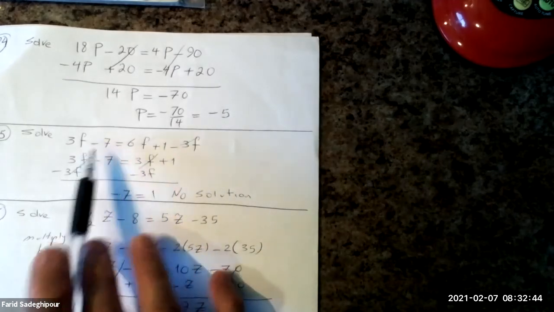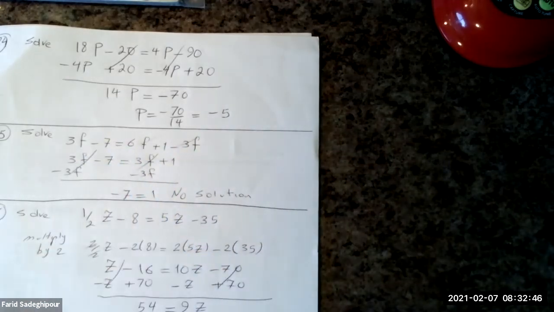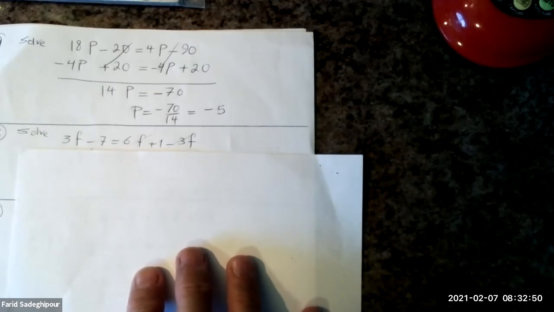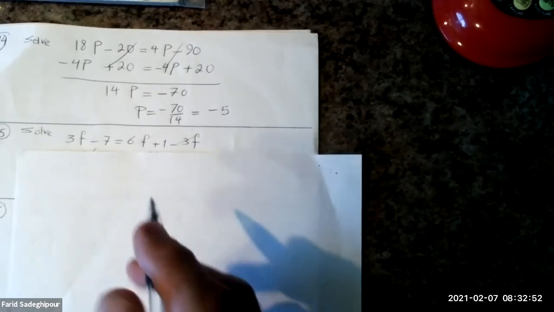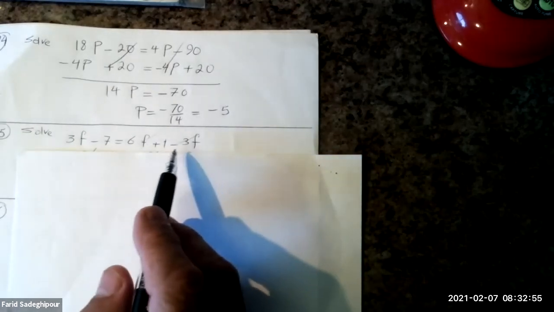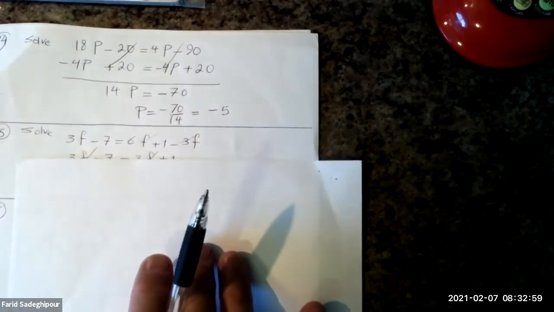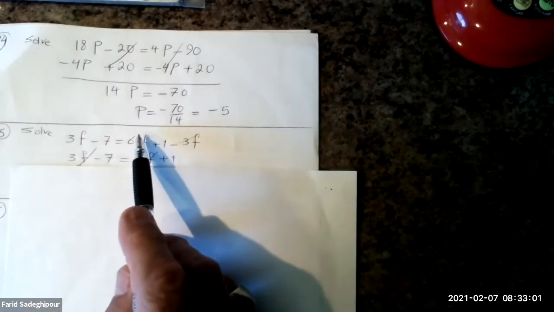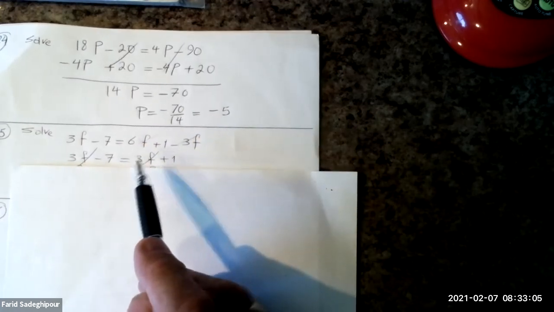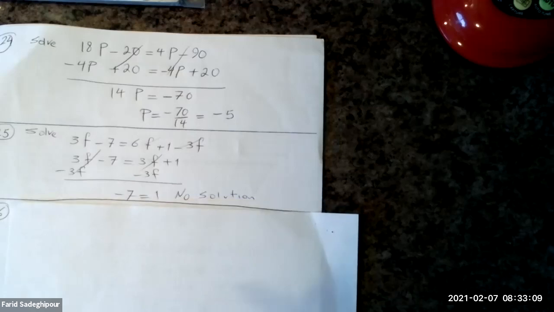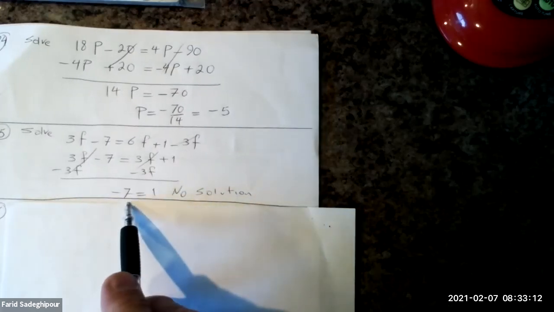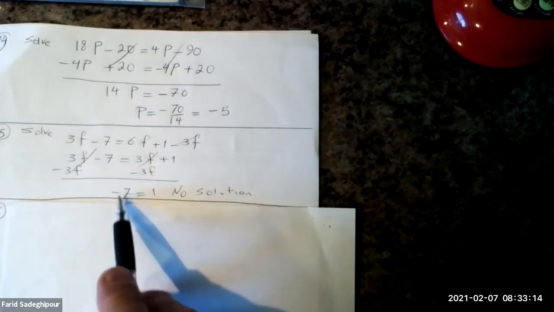Here, in a case like this problem, what I do is first on this side, I have 6f minus 3f. I simplify that first. 6 minus 3 is 3f. Do that first. Now, when you subtract 3f, you come up with something strange. You don't have any f, and then you have minus 7 equal to 1. That doesn't make any sense.